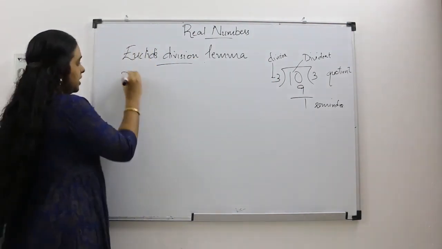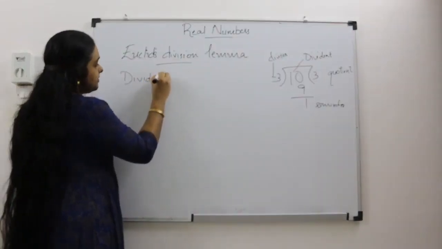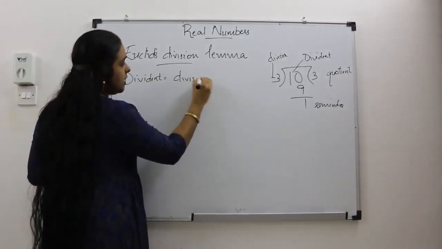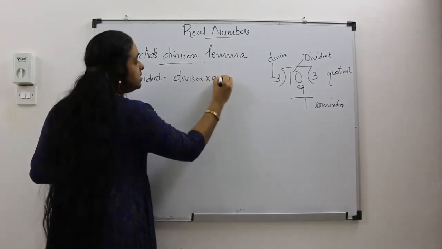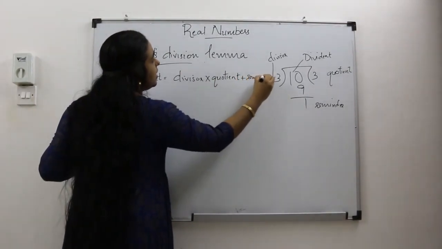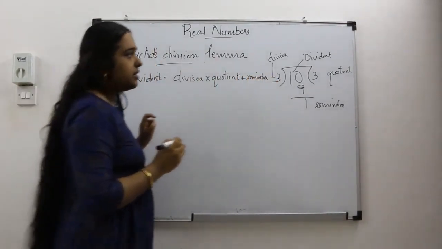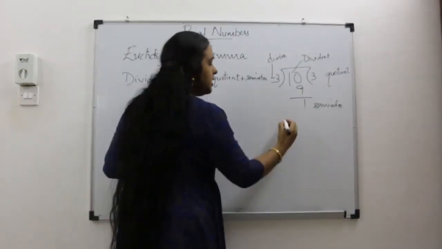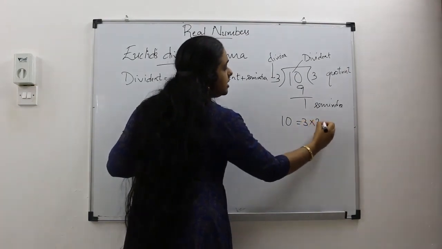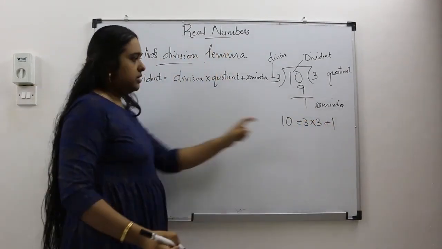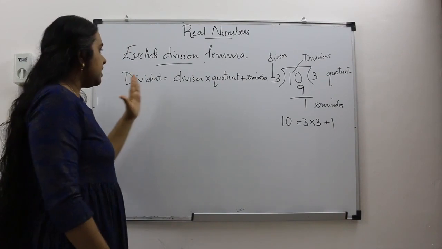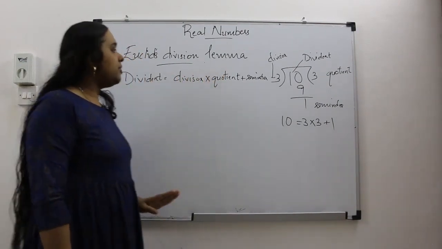I'll write it down here. Dividend equals divisor into quotient plus remainder. Is it clear? We'll check it out. 10 equals divisor into quotient plus remainder. 3 into 3, 9, plus 1 is 10. So this concept is clear. Dividend equals divisor into quotient plus remainder.